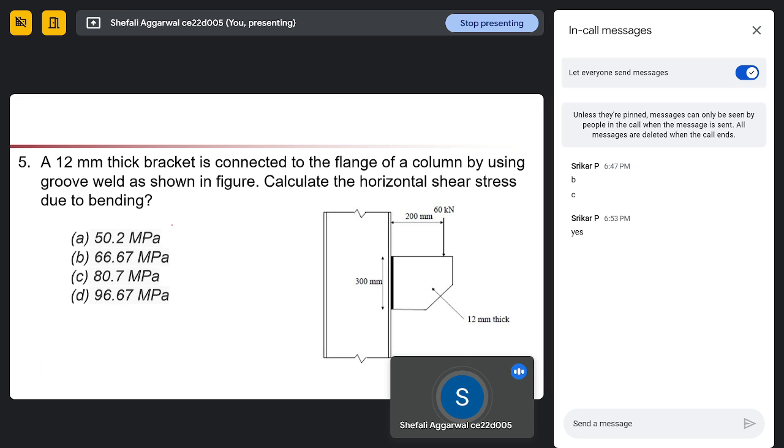So next question is, a 12 mm thick bracket is connected to the flange of a column by using groove weld. Calculate the horizontal shear stress due to bending. So our P value is given as 60, E is 200 mm, D value is given as 300 mm. We have to calculate the horizontal shear stress.